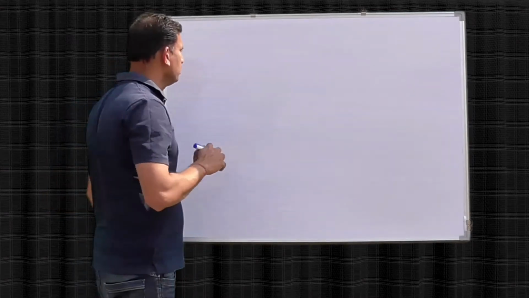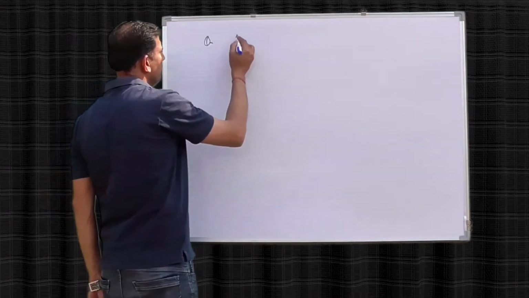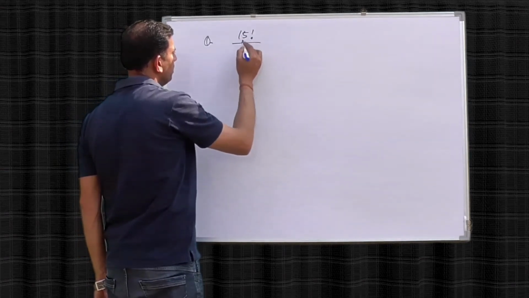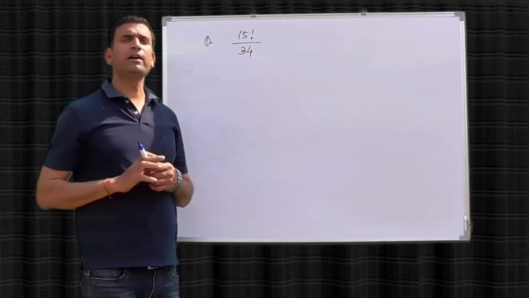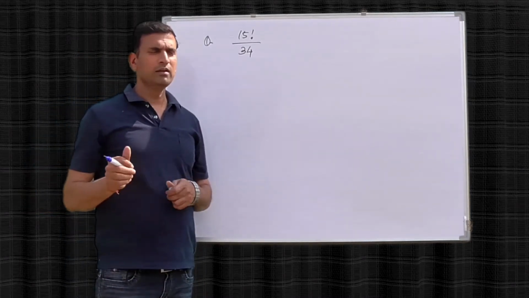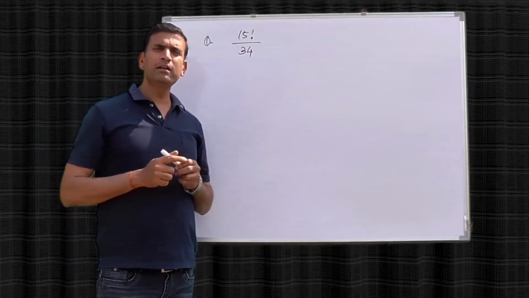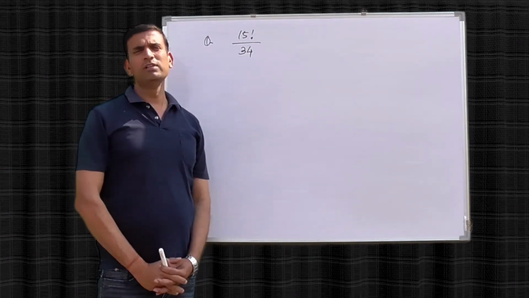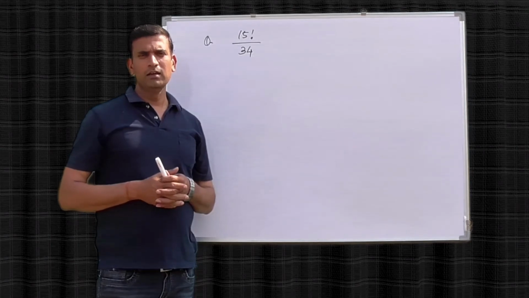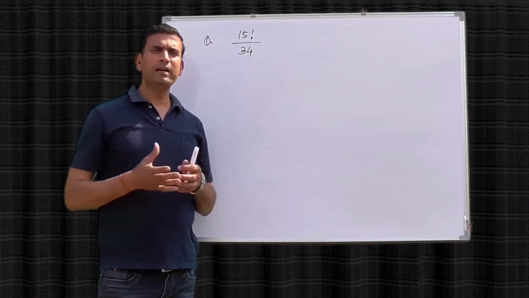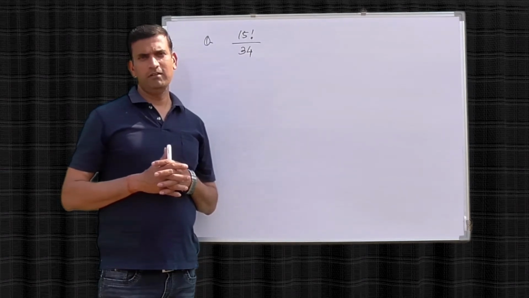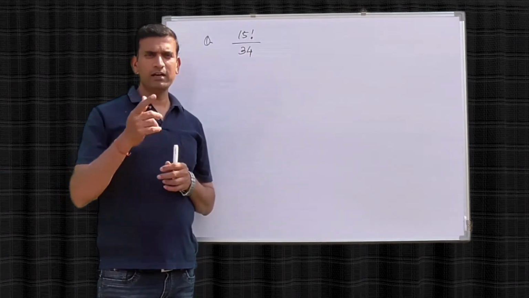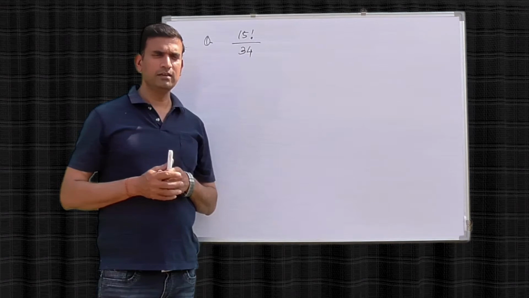In this question, we are having 15 factorial divided by 34, and we have to find out the remainder. Okay. So here we need a theorem, Wilson's theorem, that gives you the idea that (p minus 1) factorial when divided by p always gives you a remainder of minus 1. Okay. So I try to use that theorem to find out the answer here.